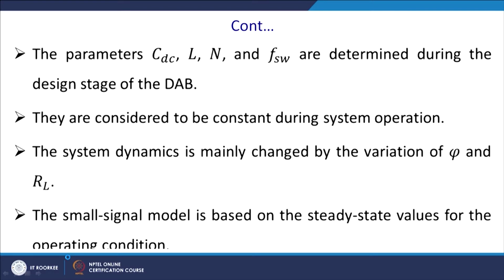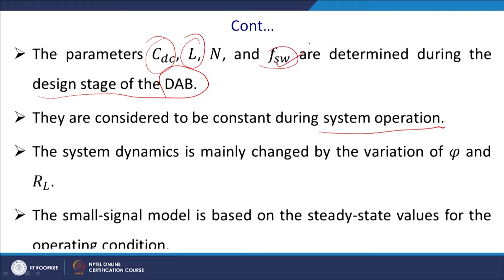So, from this observation we can say that the parameters, this capacitor voltage, this inductor which mainly we have neglected, the turns ratio and the switching frequency are determined at the designing stage of this dual converter. So, they are considered to be constant during the system operation. So, we will have a constant frequency operation.